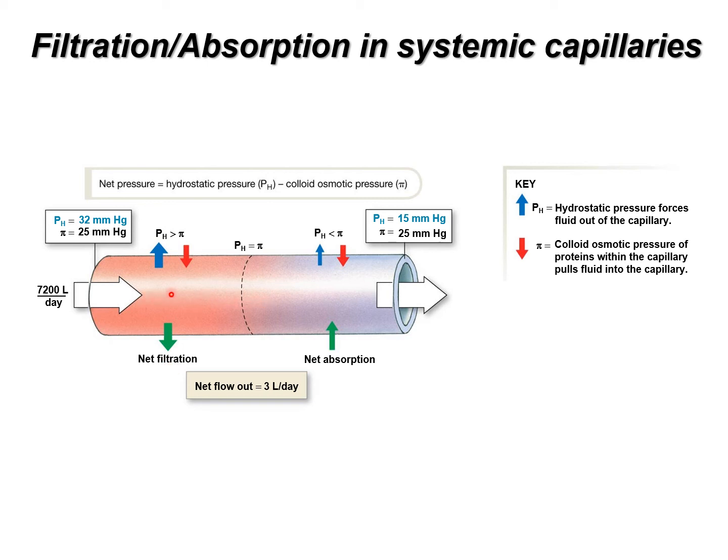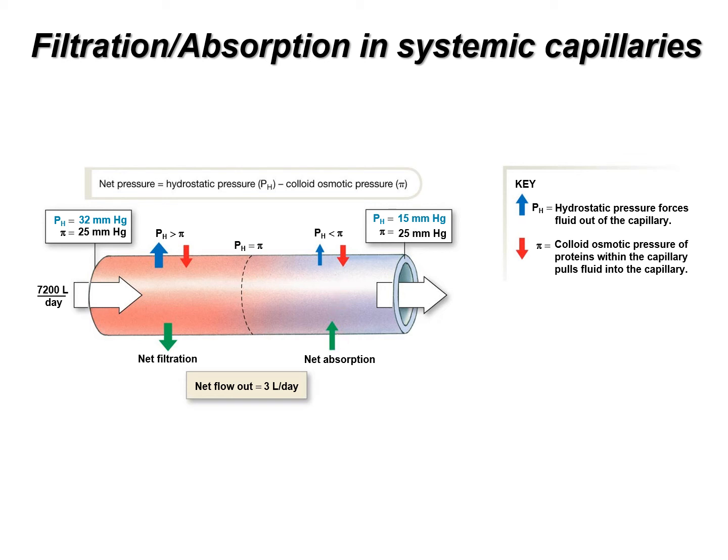As P sub H drops, as we get further down the microvascular circuit because of friction, because of loss of fluid, P sub H and pi will become equal, in this case 25. And so there is no net exchange in the middle of that microvascular circuit. And then finally, when we get to the venous side, P sub H has lost a significant amount of pressure, so it's at 15. You can see the arrow is smaller than over here on the left. So P sub H out is 15, but pi is still 25. It still wants to pull fluid in. And so we have net absorption going on, so we're pulling fluid back in.